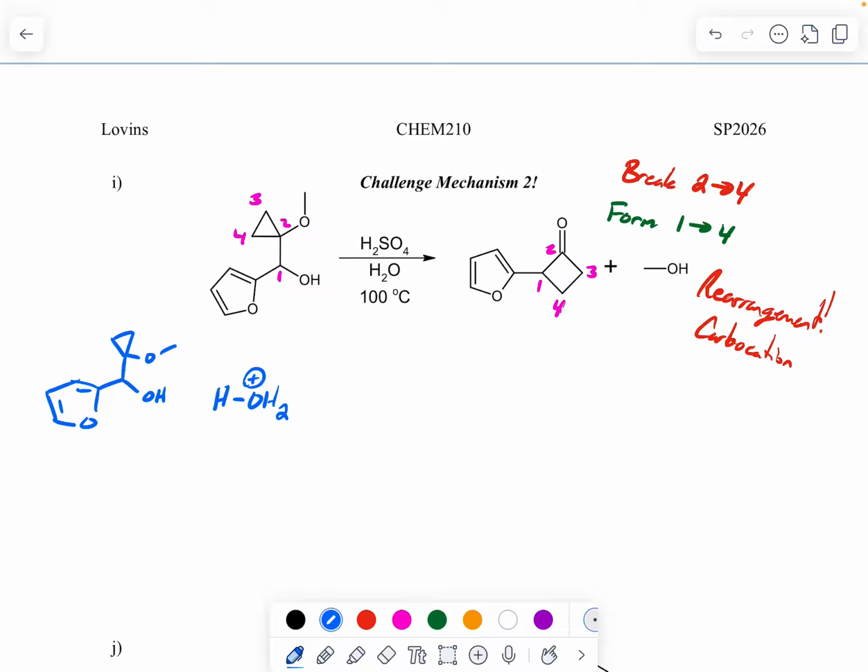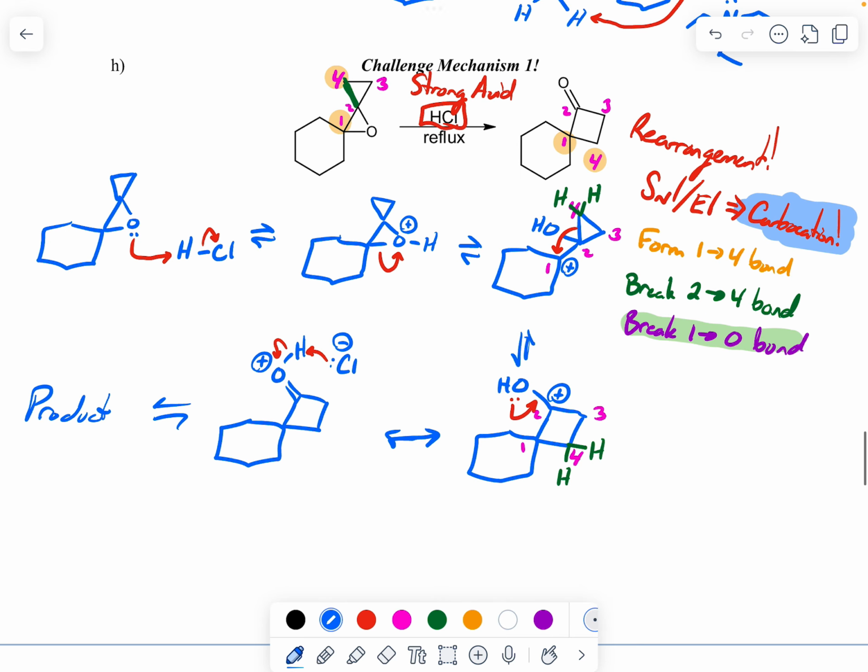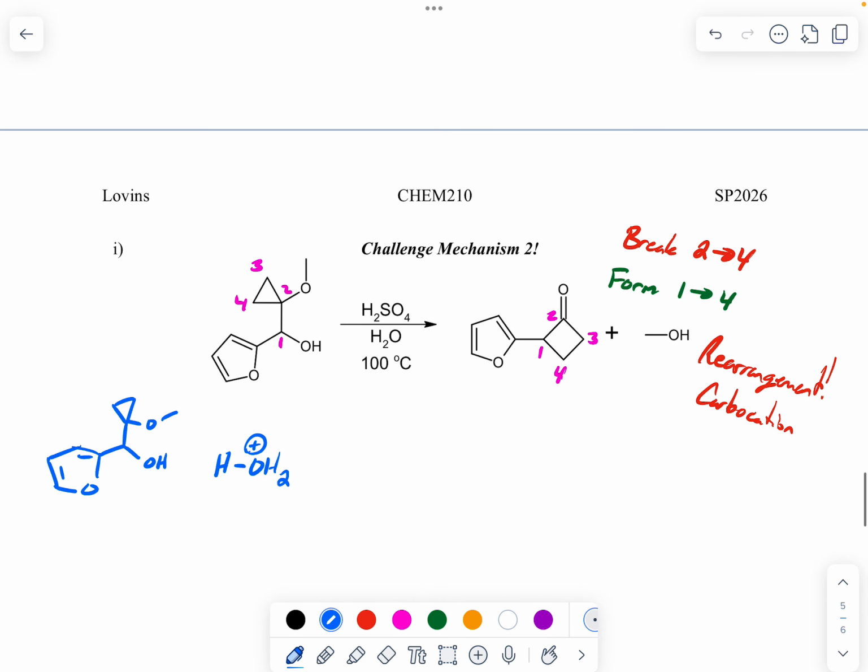that typically whenever we're showing the formation of new bonds, we're typically showing those moving to the carbocation. Notice above, that's exactly what we did. To form the 1,4 bond, we had to have a carbocation on carbon number 1, and we were breaking the 2,4 bond. In this scenario, it's the same way. If we're forming the 1,4 bond, we need to have the carbocation on carbon number 1 instead of carbon number 2. So let's go ahead and let's draw that out.